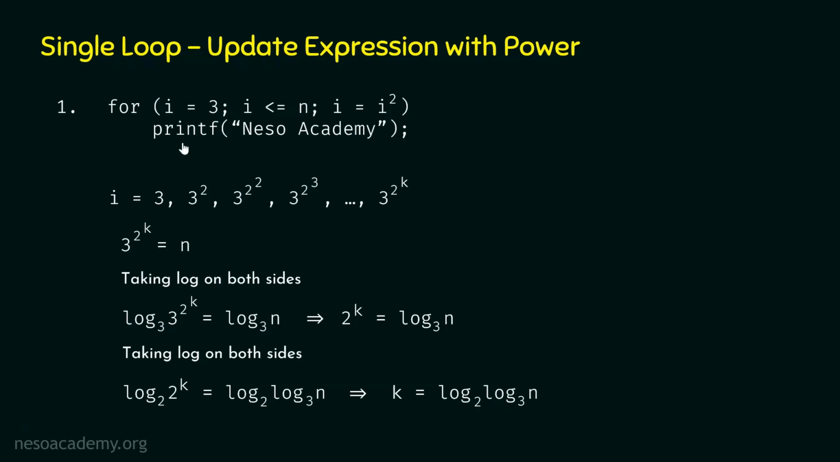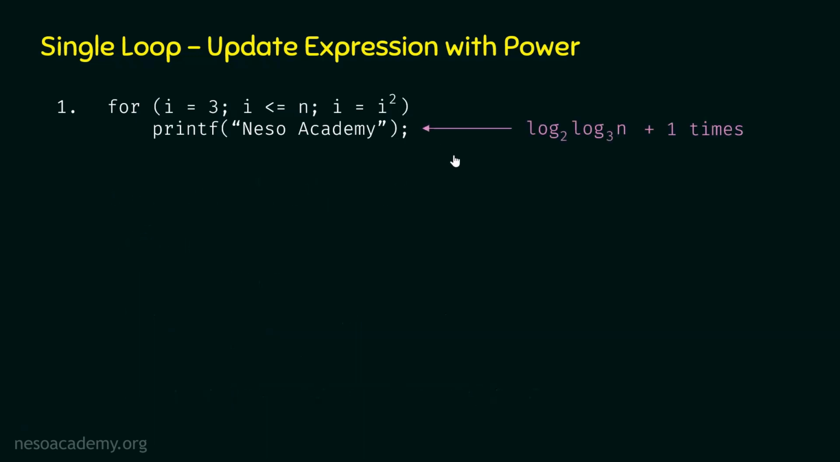And we know this statement will execute k plus 1 times. And we know k is log base 2 of log n base 3. So we can replace k by that. We will get log base 2 of log n base 3, plus 1. These many times this statement will execute. So this is the frequency count of this instruction.